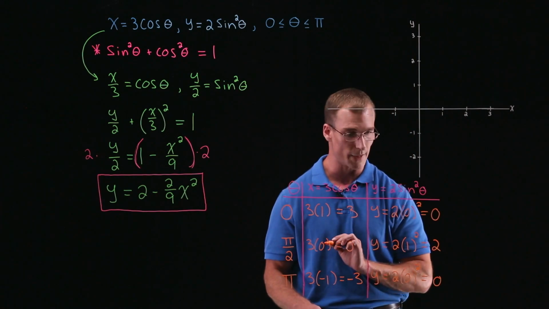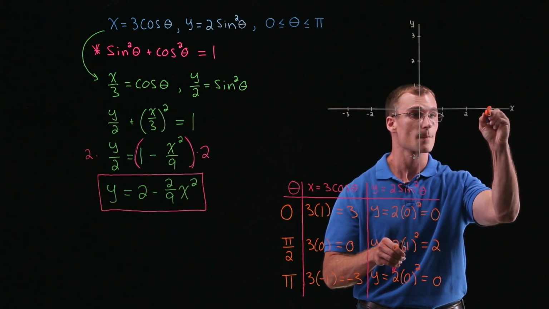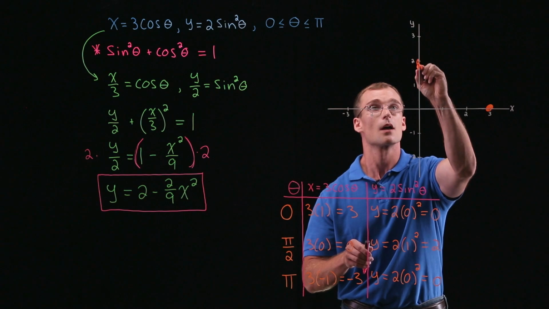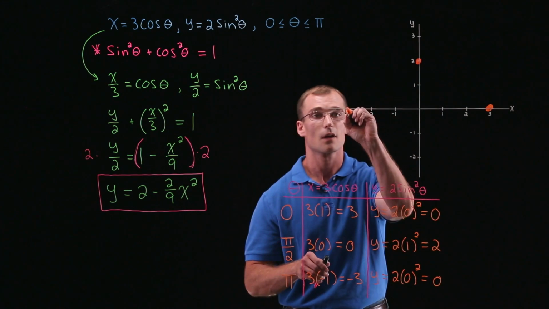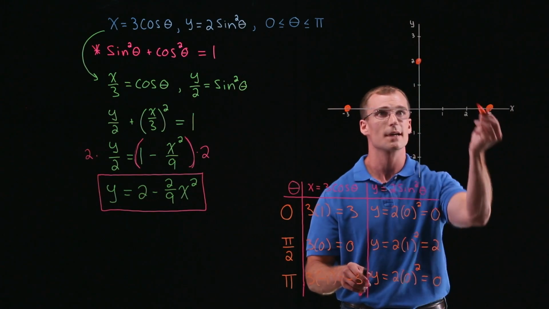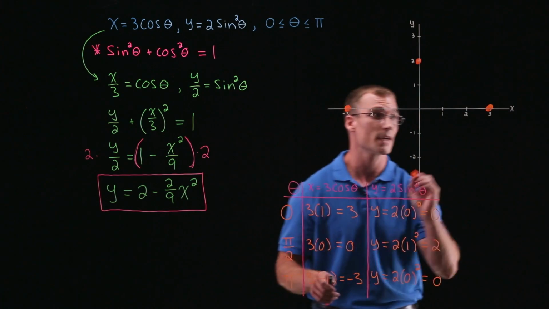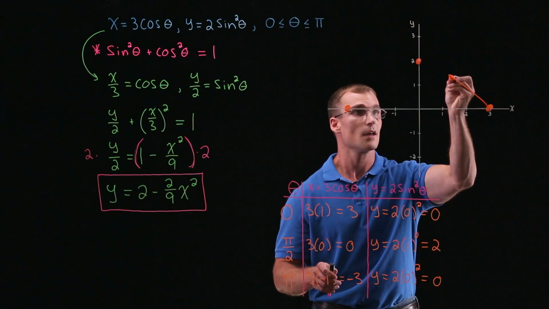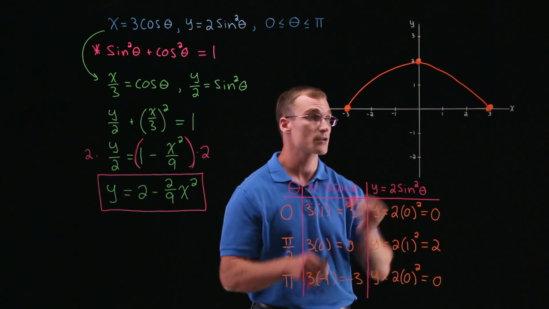Okay, so let's plot these points and see what we have. Our first point is x is 3, y is 0. Our next point is x is 0, y is 2. And the last point we have, x is negative 3, y is 0. Normally we might plot a few more points to fill in the graph rather than just connecting the dots. But since we've already found the rectangular equation, and we know this is a parabola, we can see the vertex of the parabola taking shape here. So I think we're safe to go ahead and, with the best curved line we can, connect our dots. There's the sketch of the equation.